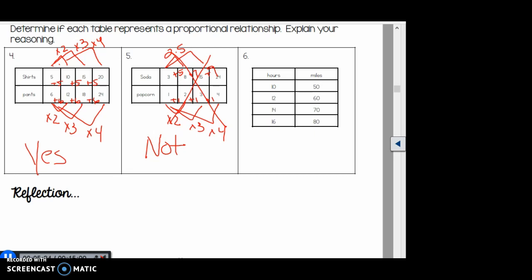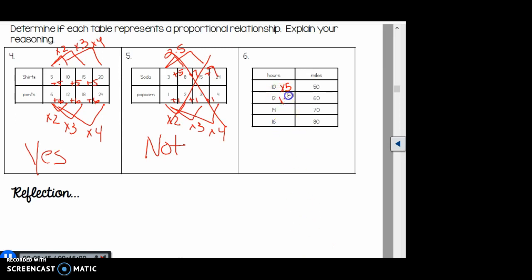Okay, Rocco, do you want to help me with this one? Yes. Sure. Okay, write that in there. That's one way to look at it. Very good. Rocco notices if you multiply the hours times 5, we get the number of miles. Does that work for all of the hours? Let's try it. What's 12 times 5? Does anybody know? 60. 60, right.